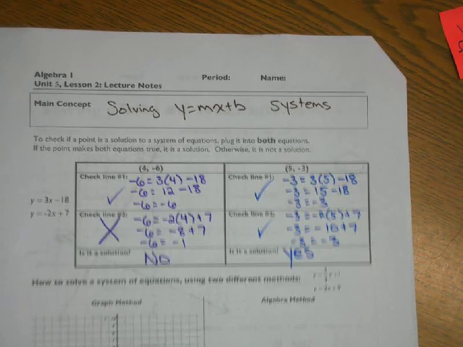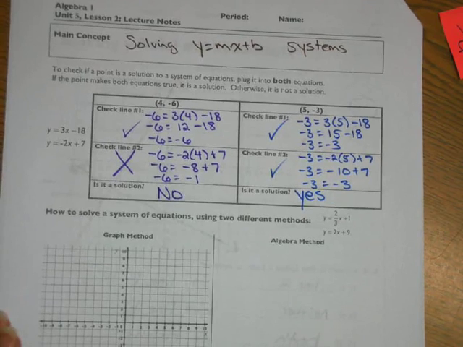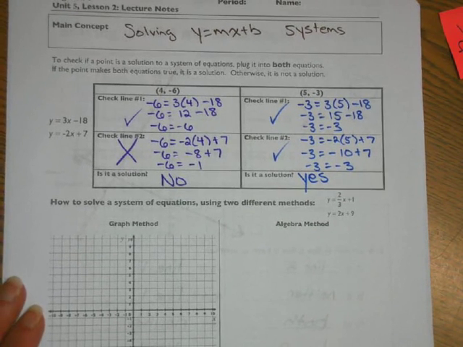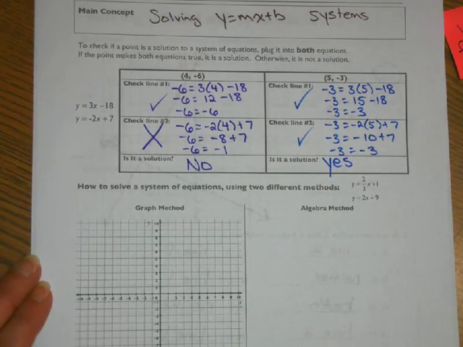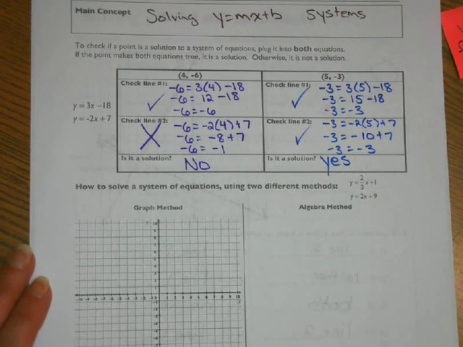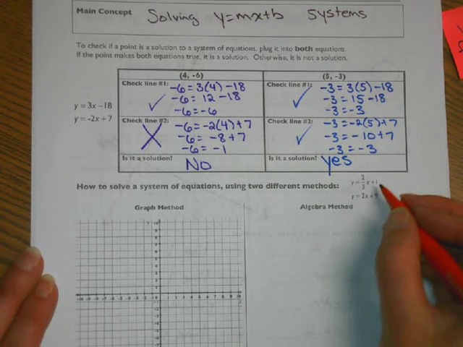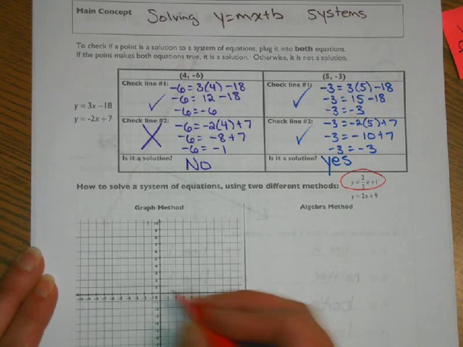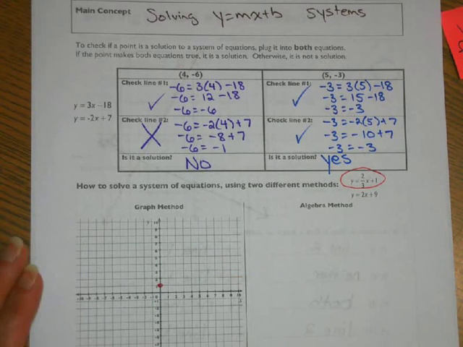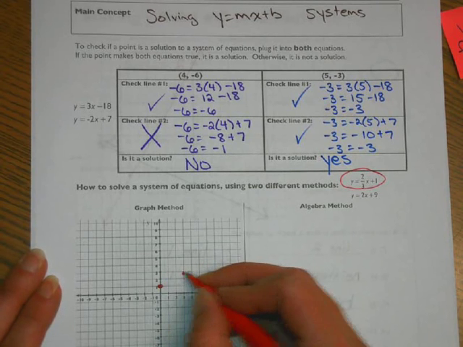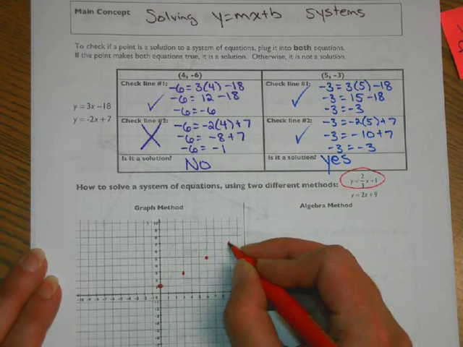So, let's talk about how to solve systems of equations using two different methods, the algebraic and the graphing. If I wanted to graph both of these, we're going to see where the two lines intersect. The first one I'm going to do in red. The y-intercept is 1. The slope is 2 over 3. So that's up 2 over 3, up 2 over 3, up 2 over 3.